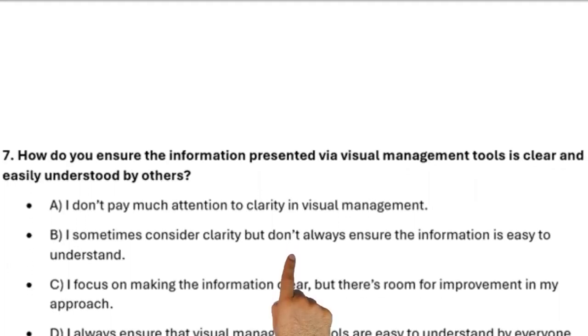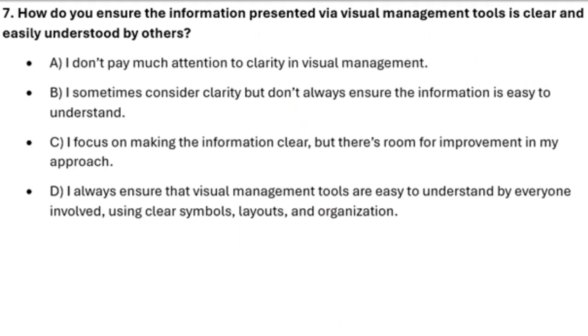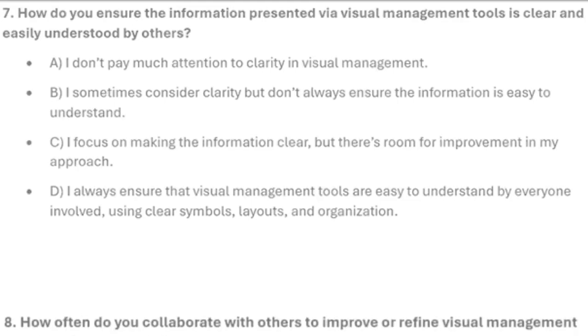7. How do you ensure the information presented via visual management tools is clear and easily understood by others? A. I don't pay much attention to clarity in visual management. B. I sometimes consider clarity but don't always ensure the information is easy to understand. C. I focus on making the information clear, but there's room for improvement in my approach. D. I always ensure that visual management tools are easy to understand by everyone involved, using clear symbols, layouts, and organization.